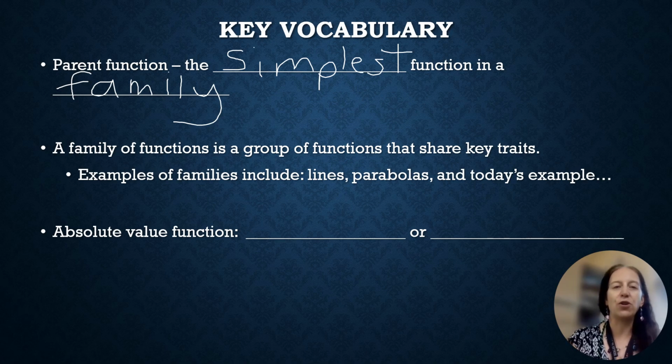Parabolas, which you should have at least touched on in Algebra 1, are the graphs of quadratics. They look like little bowls. We're going to study them in Algebra 2 as well, but all parabolas fall under the family of parabolas. And then today's example is an absolute value function.